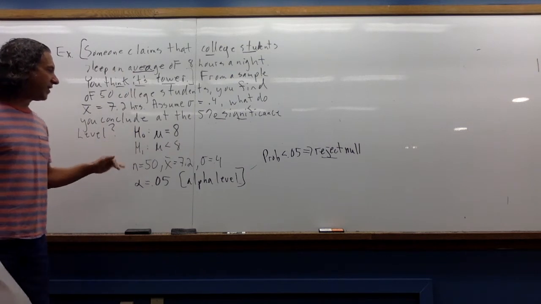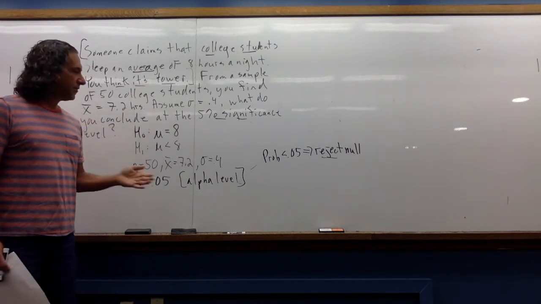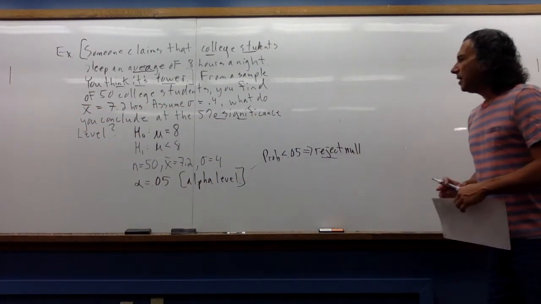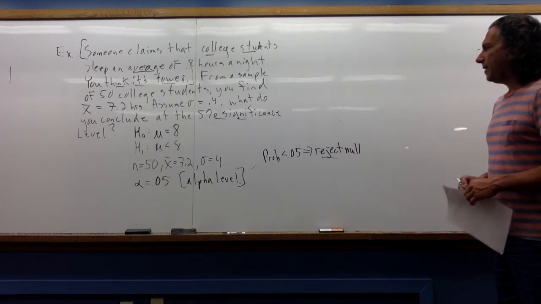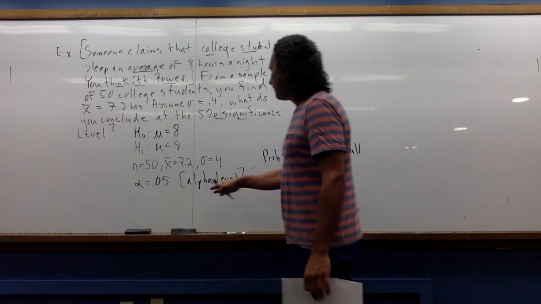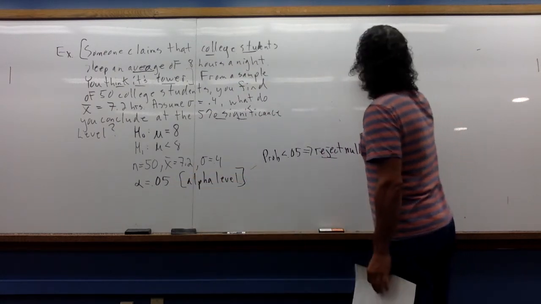If it's bigger than 0.05, we won't reject the null. So this is our cutoff point. All right, so how are we going to do that? Well, from this 0.05, let's actually draw the picture.